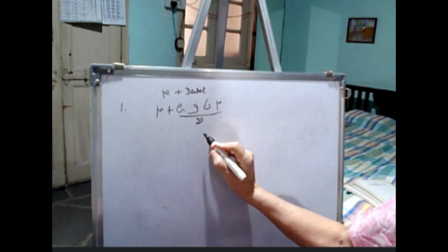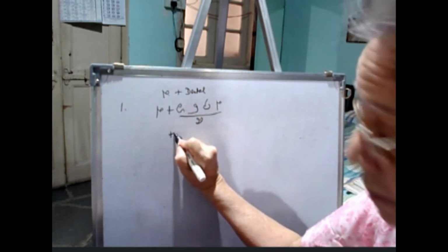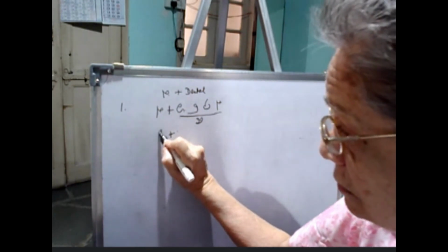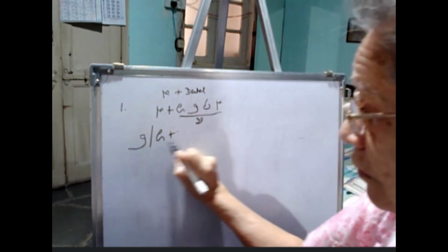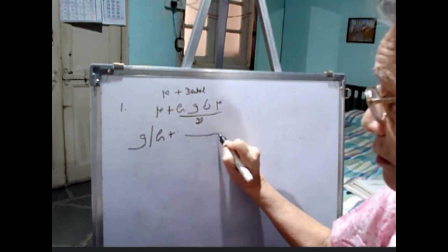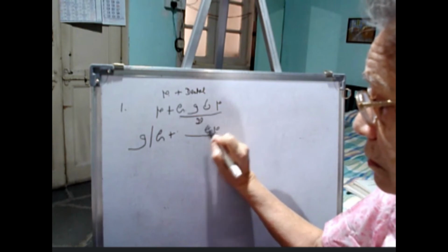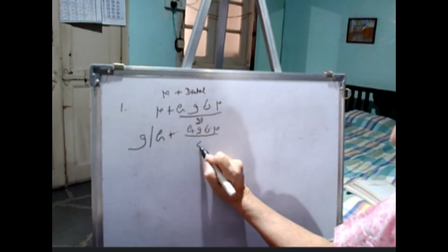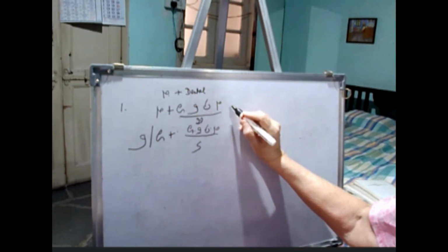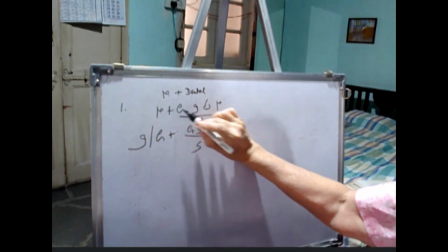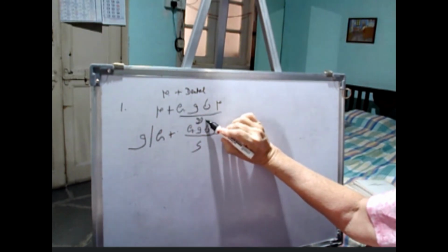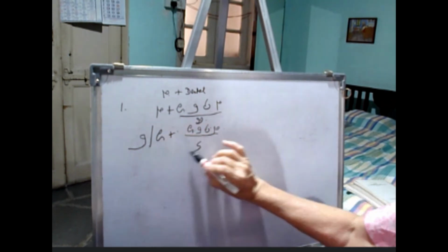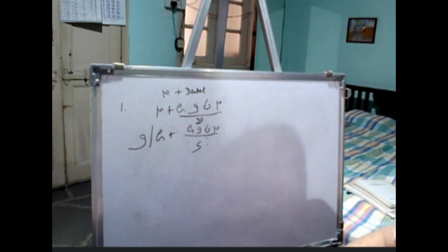And when it is followed by the dental consonants, then this changes to za. So when a dental consonant is followed by ta, the dental consonant changes to sa. And when a dental consonant is followed by da, it changes to za. So this is the first rule. Okay.